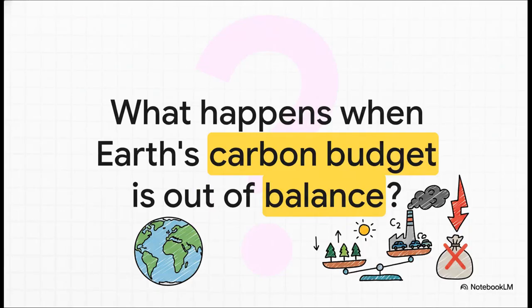So I want you to imagine that the entire planet runs on a really strict budget. A carbon budget, right? There are deposits and there are withdrawals. And for millions and millions of years, this budget has been pretty much balanced. But what happens when you suddenly add a massive new expense that nobody accounted for? Well, that's the big question we're going to unpack here.